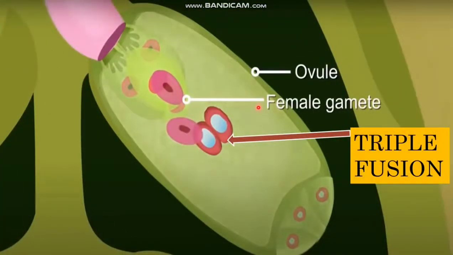The second male gamete then passes into the central cell and fuses with the two polar nuclei. This fusion is termed triple fusion since it involves fusion of three nuclei. After fusion, it forms the primary endosperm nucleus and the central cell gets converted into the primary endosperm cell. This primary endosperm cell later on develops into triploid endosperm, which provides nourishment to the developing embryo.